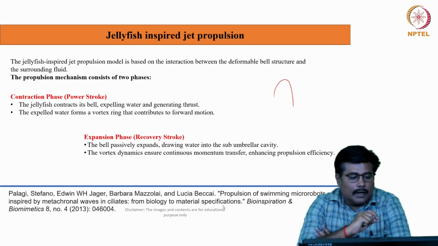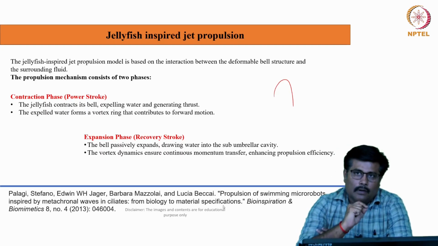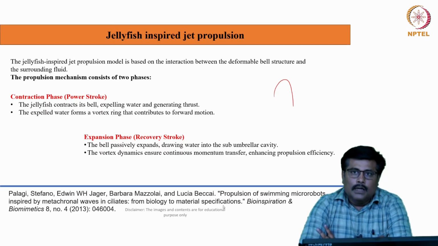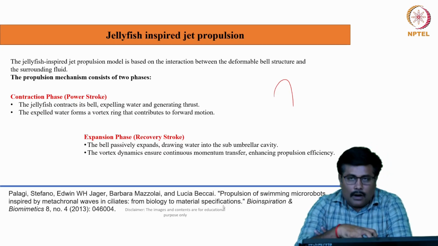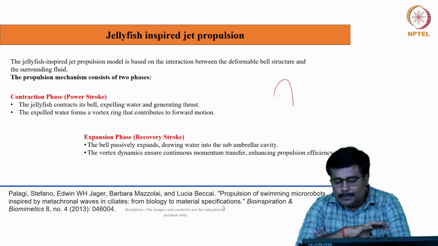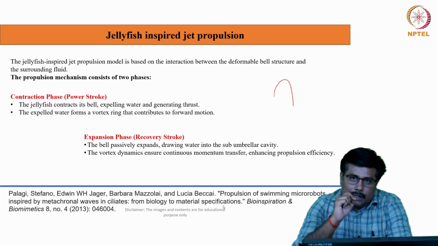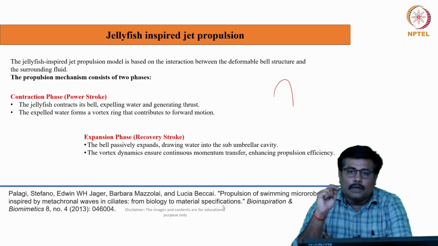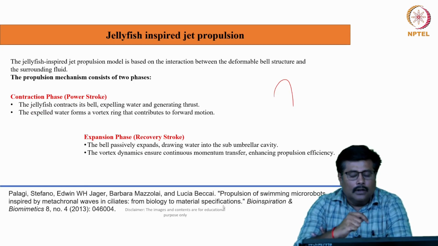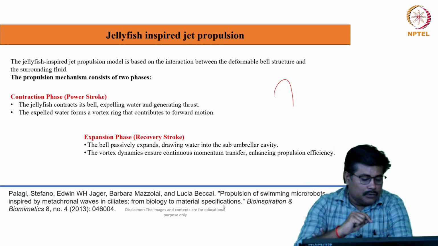One is called the contraction phase, which is a power stroke. The jellyfish contracts its bell, expels the water, and generates thrust. The expelled water forms a vortex ring that contributes towards the forward motion.